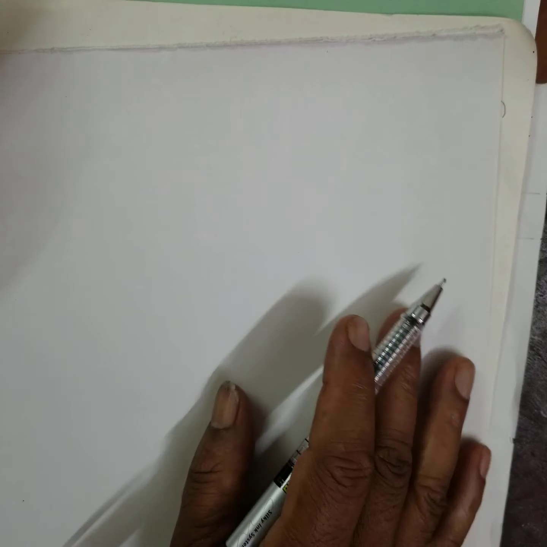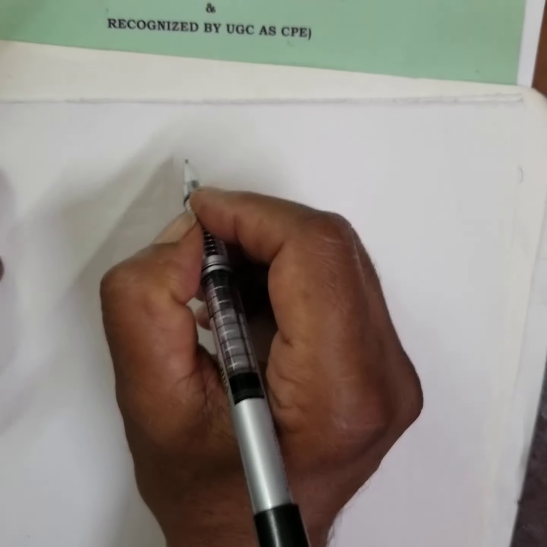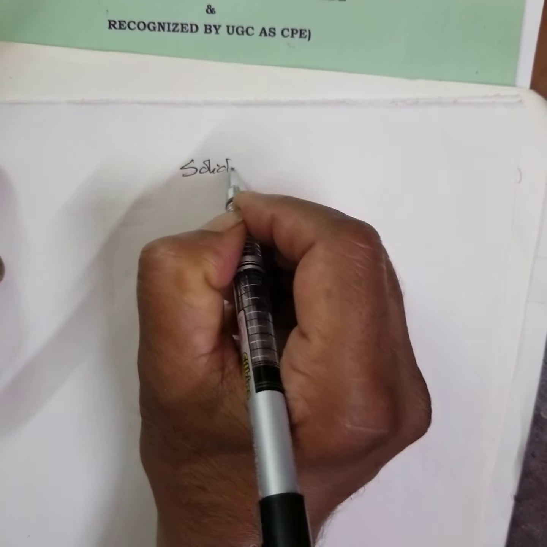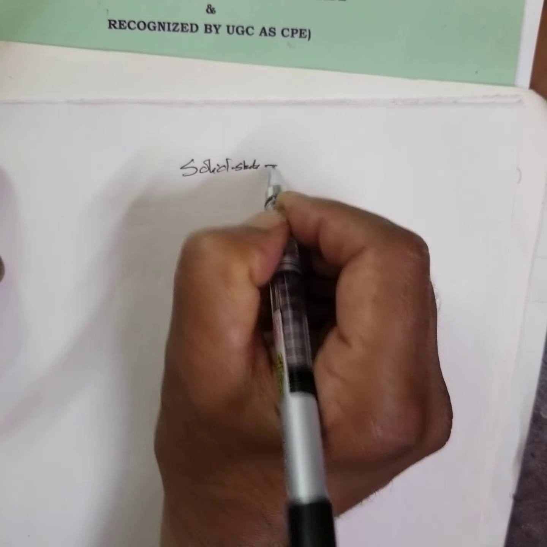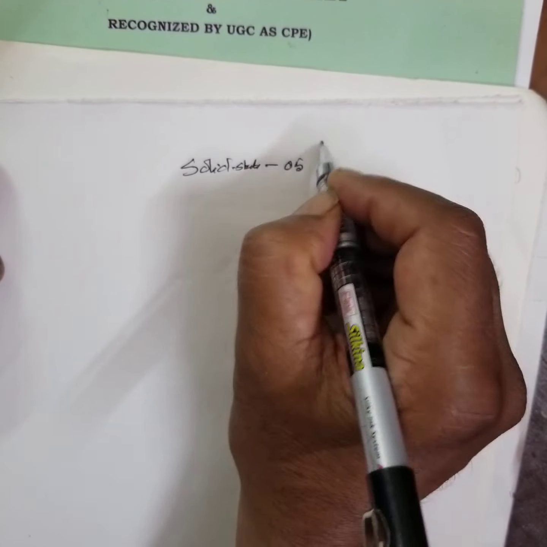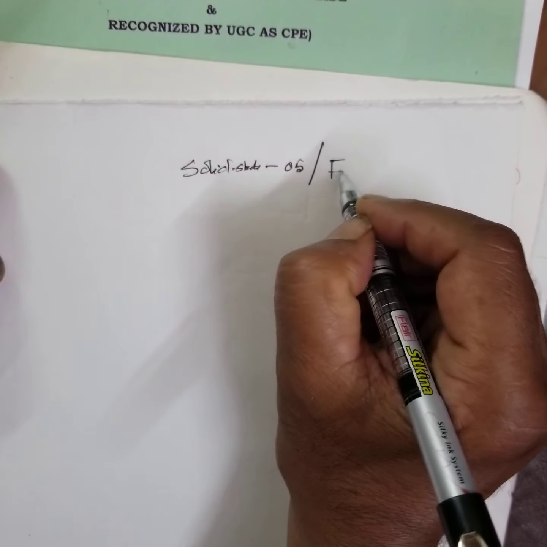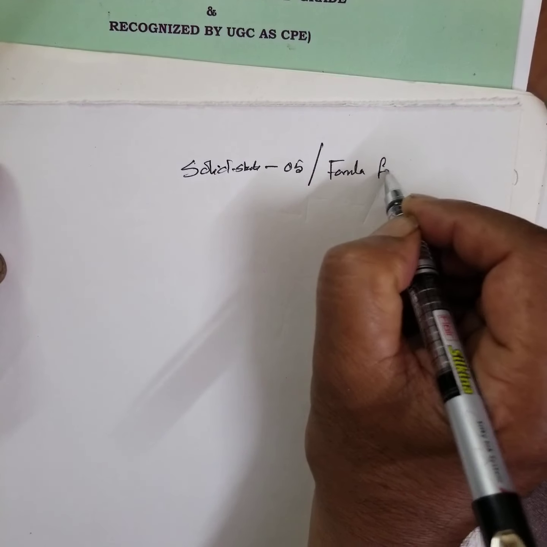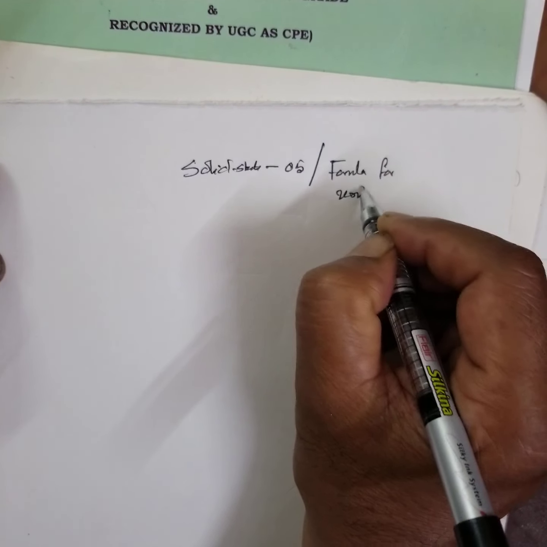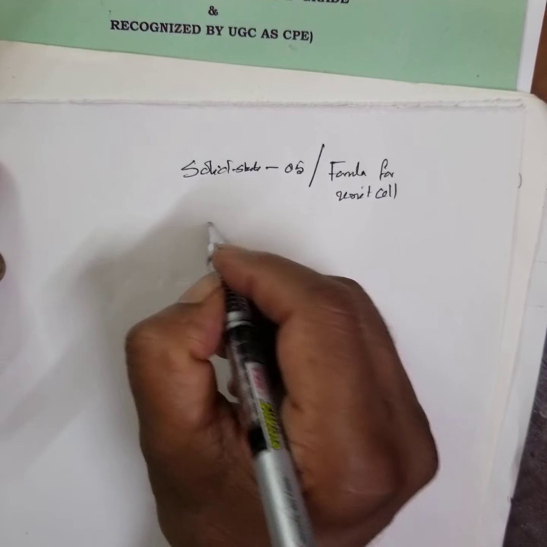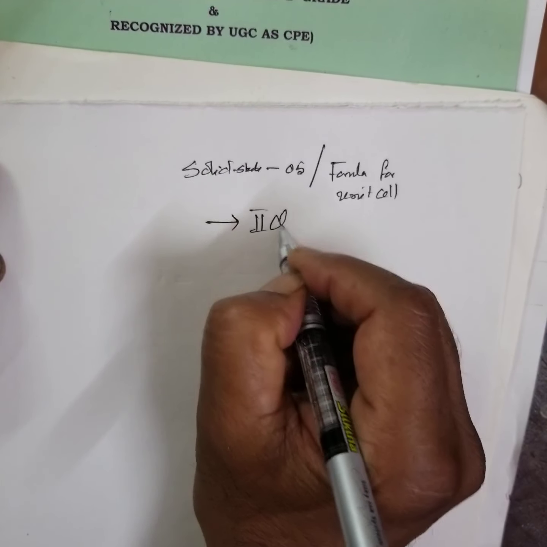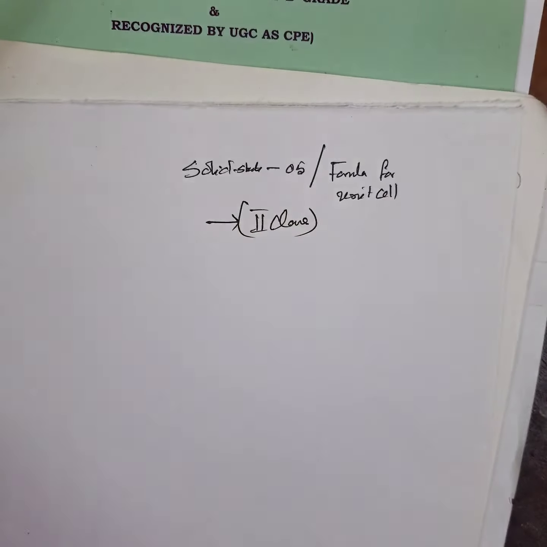Student, last class we were doing solid state. This is the fifth class. Last class we had done the formula for unit cell. This is the second class. We are continuing.